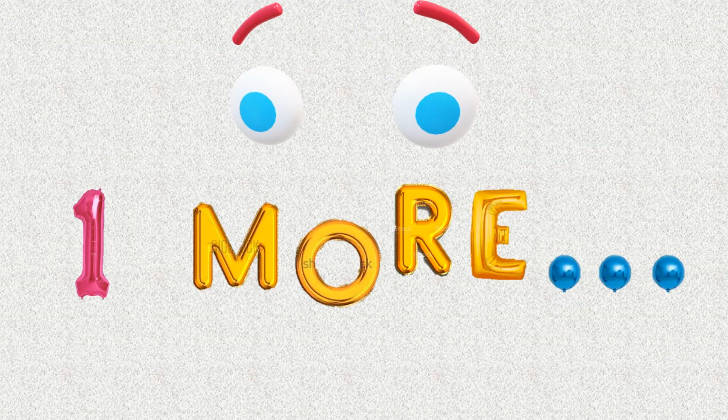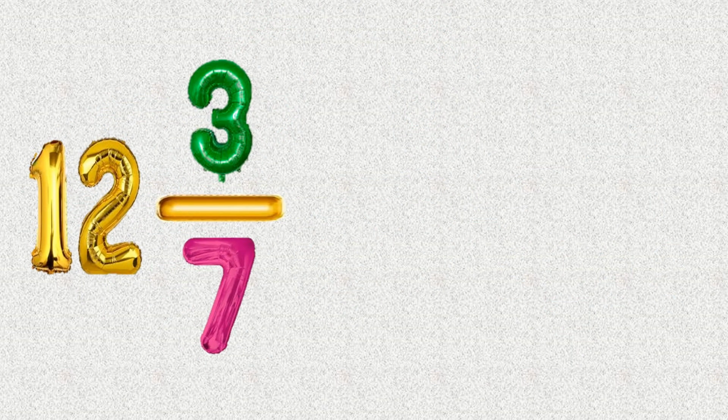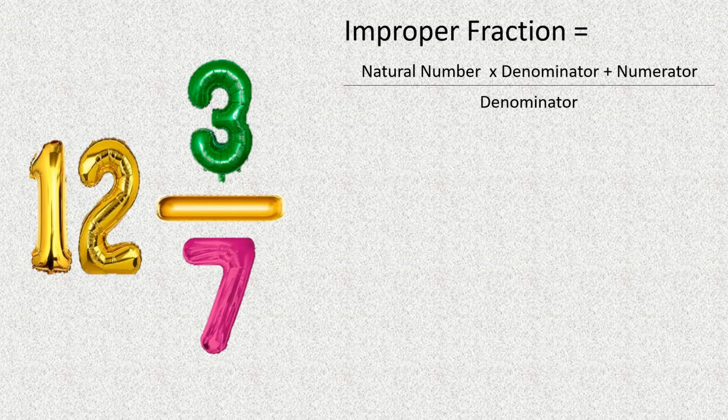Let us solve one more question. Change 12 3/7 into an improper fraction. We know that improper fraction is equal to natural number multiplied by denominator plus numerator, upon denominator. Now put the value. See, in this question, natural number is equal to 12. So write 12 in place of natural number. Then write the multiplication sign as it is. Then put the value of denominator, which is 7. Then write the plus sign as it is. Then put the value of numerator, which is 3. Then draw a division bar. Then put the value of denominator, which is 7.